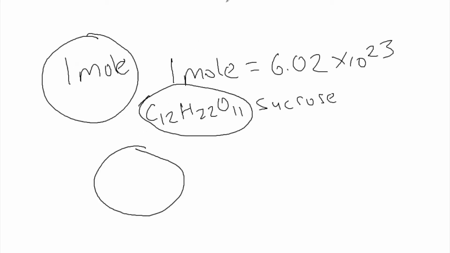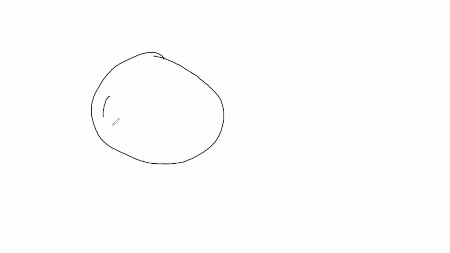Let me redraw that. My drawing skills have not improved on the computer, that's for sure. Go and just clear everything. Try this again. Okay, so we have 6.02 times 10 to the 23rd molecules of sugar within this pie.